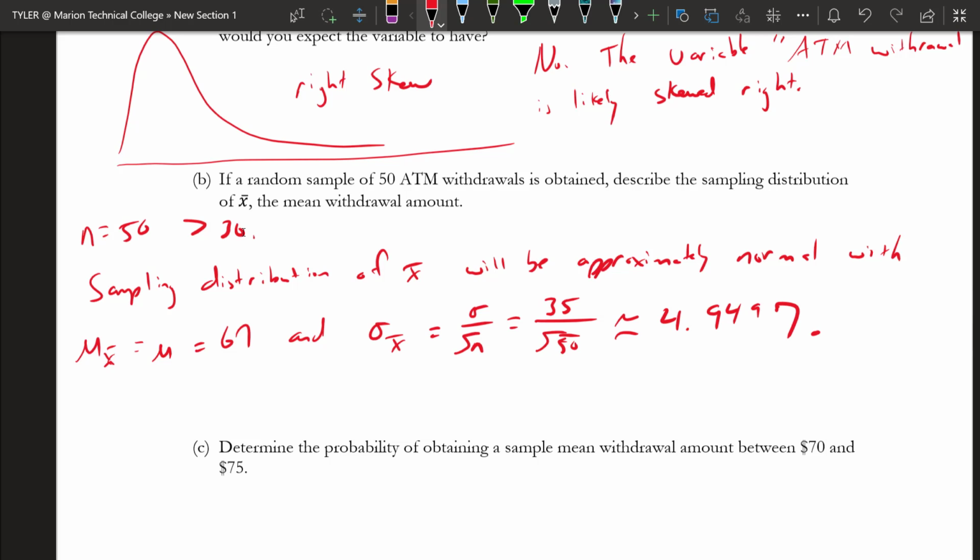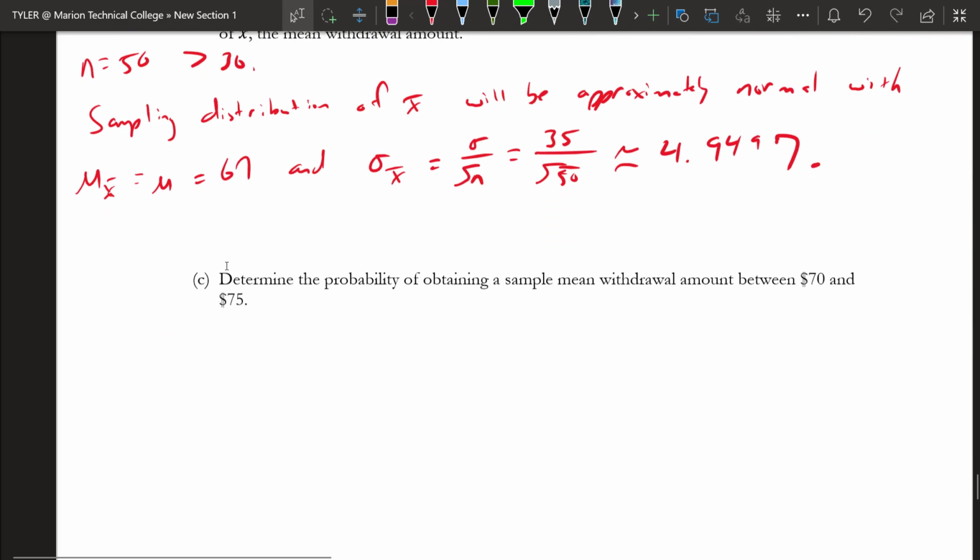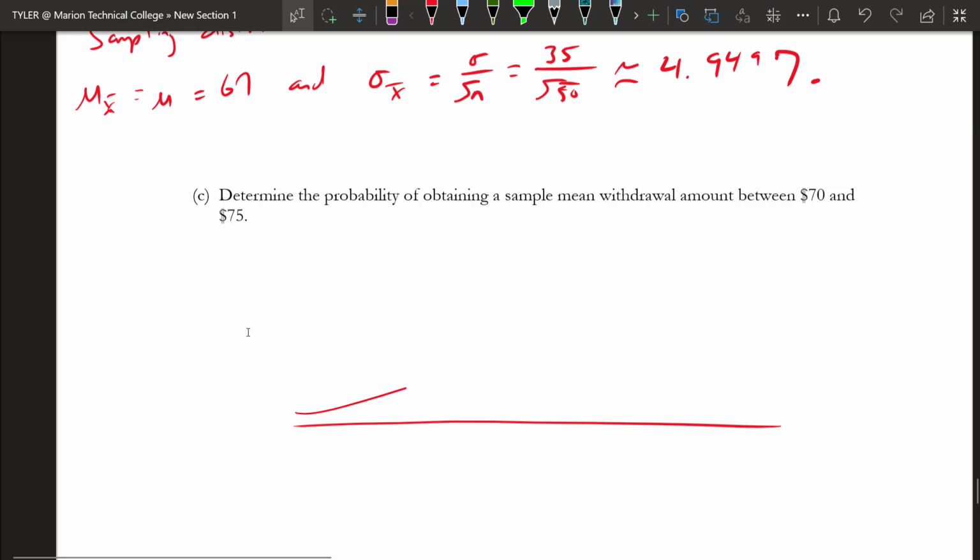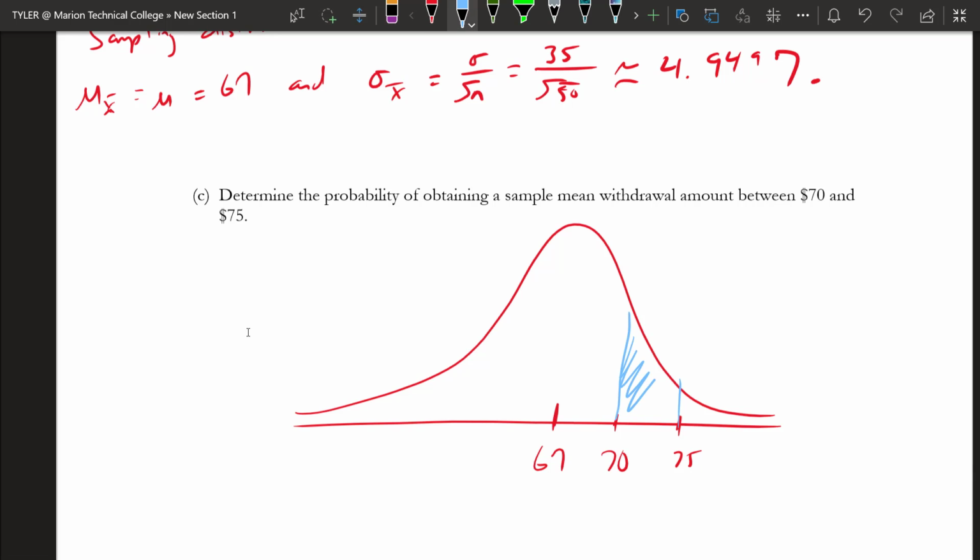Okay? So then now in part C, we're asked to determine the probability of obtaining a sample mean withdrawal amount between $70 and $75, right? So in this case, we're finding area in between two values, right? So in the center is going to be the mean of 67, and then somewhere over here is going to be 70 and 75. I'm trying to find this probability, or this area, that X bar is in between 70 and 75, right? And this is a X bar distribution. So using StatCrunch to find that, you should get 0.2192.